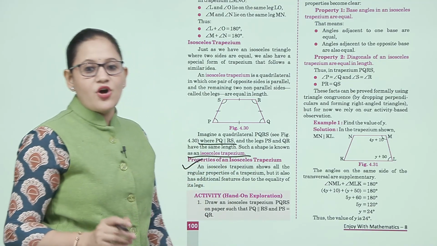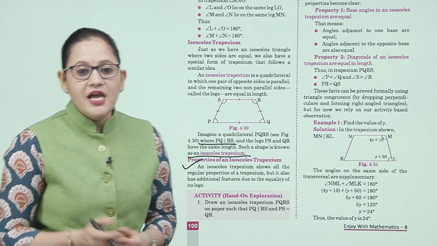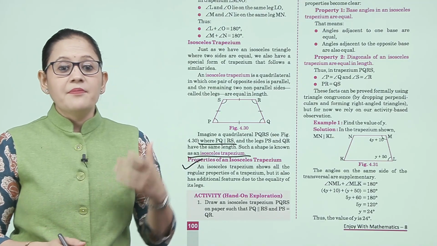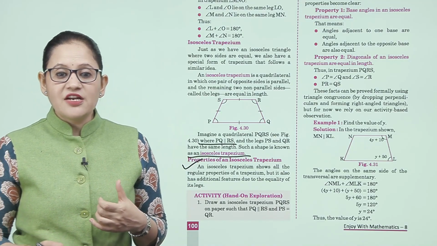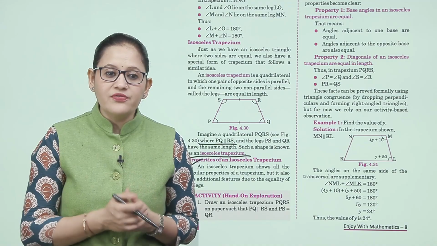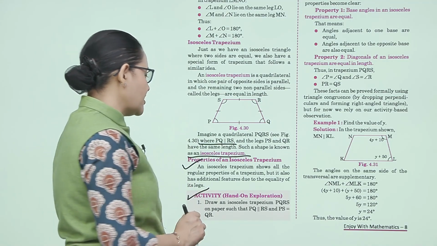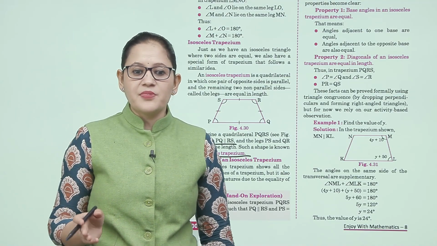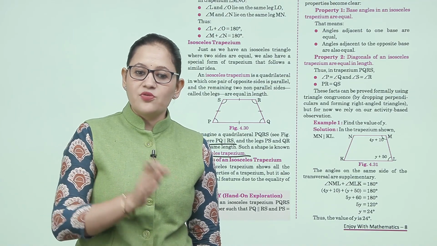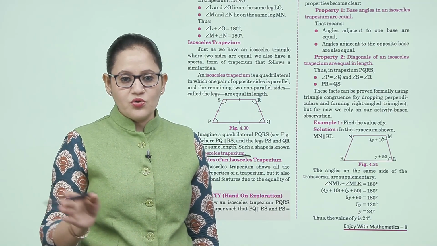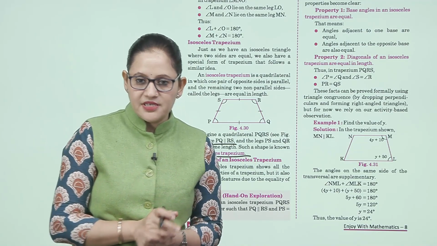Now, properties of an isosceles trapezium. An isosceles trapezium shows all the regular properties of the trapezium, but it also has an additional feature due to the equality of its legs. Now, activity: hands-on exploration. Draw an isosceles trapezium PQRS on paper such that PQ is parallel to RS and PS equals QR. So, we have to draw a trapezium.